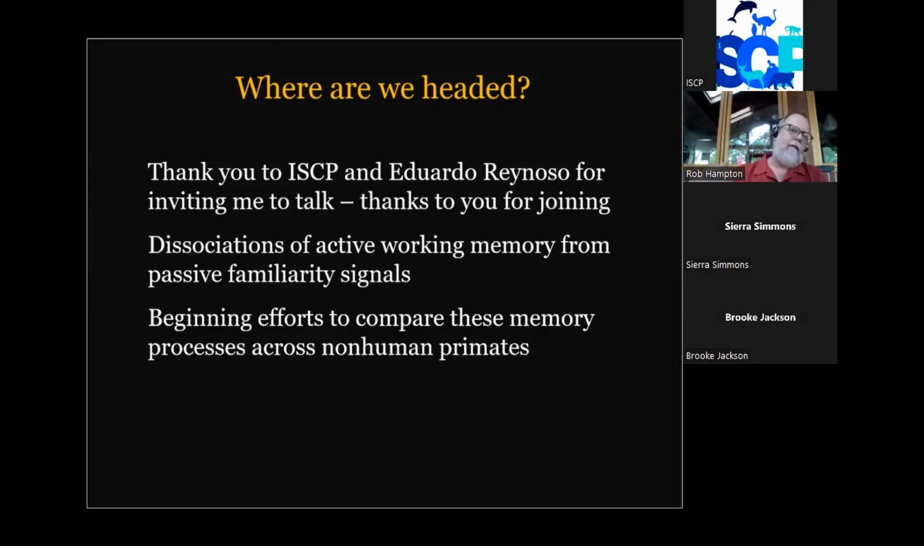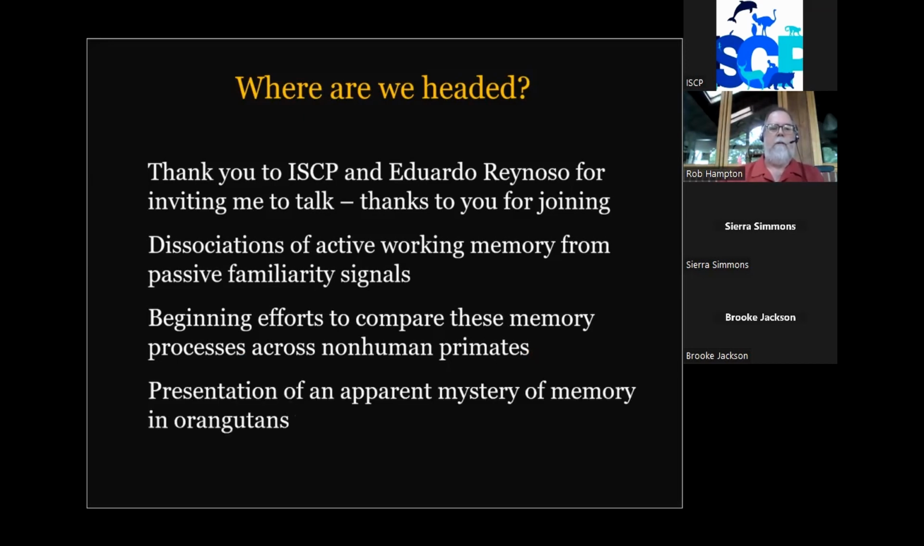And then we're going to take that as a background and talk about some work we've been doing that's probably in its early stages, efforts to compare these memory processes that we dissociate in monkeys across non-human primate species. And that quickly evolves into an apparent mystery about memory in orangutans that I'll share with you.